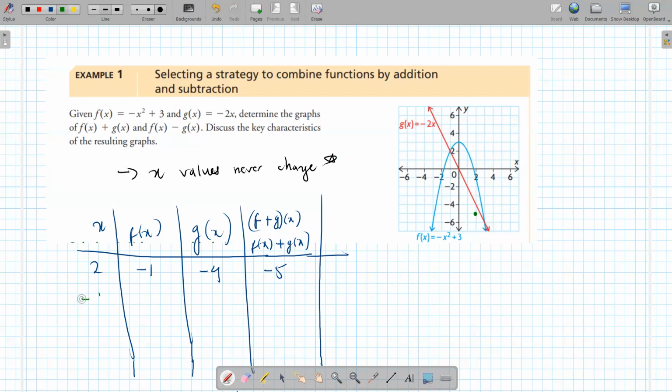What about when the x value is negative 1? Again, we don't have to write it out, but when the x value is negative 1, the blue curve has a y value of 2. The red curve has a y value of negative 2. So 2 plus negative 2 is 0. So if you add them up, the combined function at negative 1, the y value is 0. Okay. What about when the x value is 0? What's the y value of the combined function?